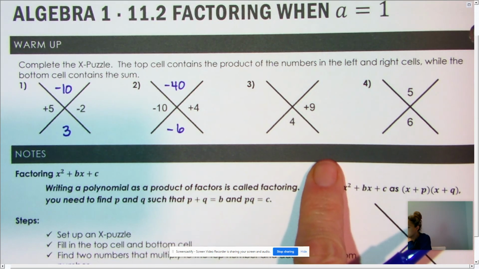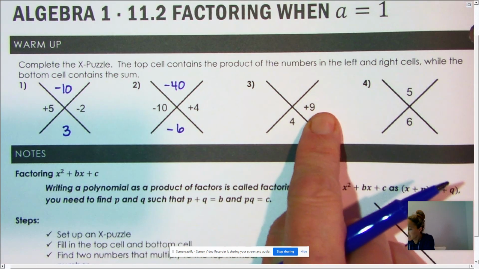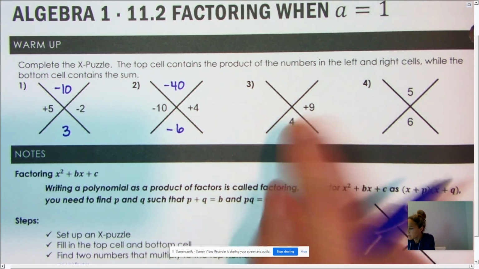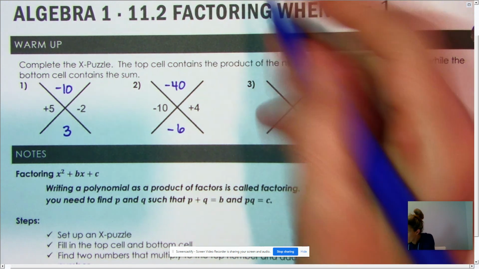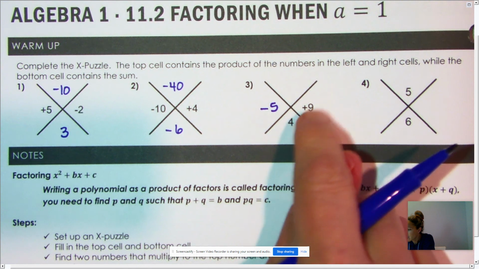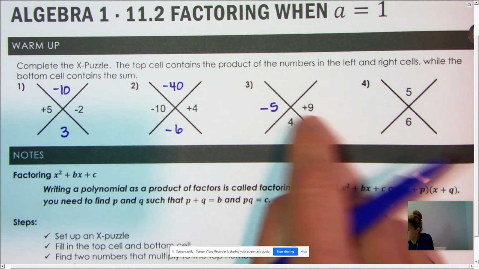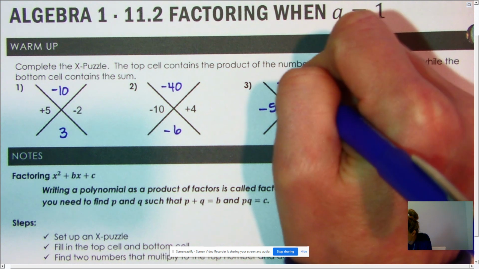Now, what would I add with 9 to make 4? It's going to have to be something negative, right, for it to go all the way down to 4. Well, I need to add a -5 for it to go down to 4. And then I fill in the top, the product. So -5 times +9 would be -45.